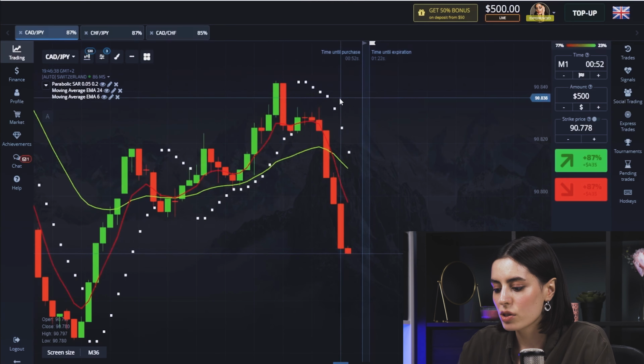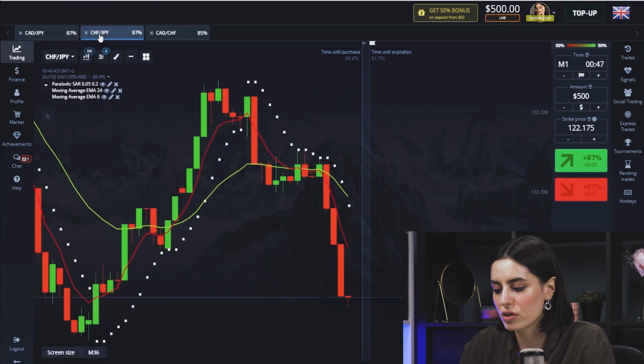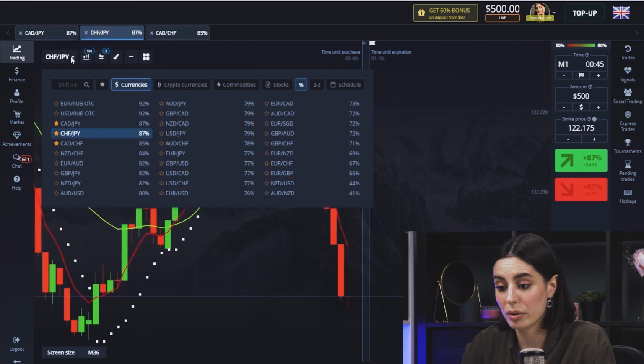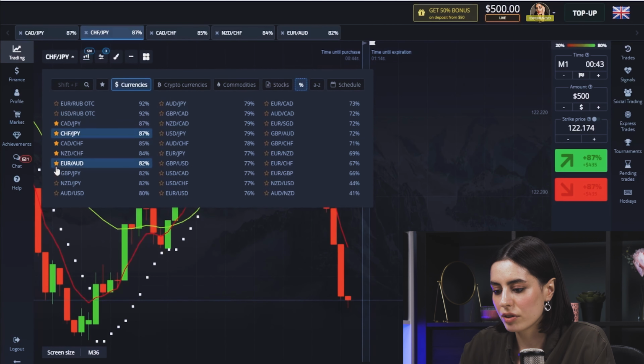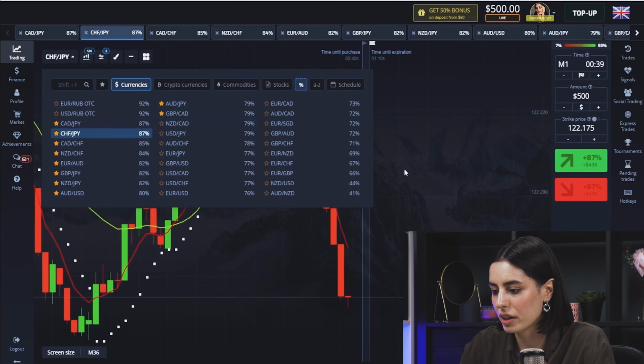So as always, I say I definitely put in higher percentage currency pairs, because often the probability of the trading depends on the interest rates of your currency pairs.